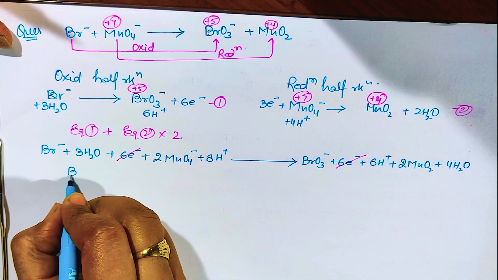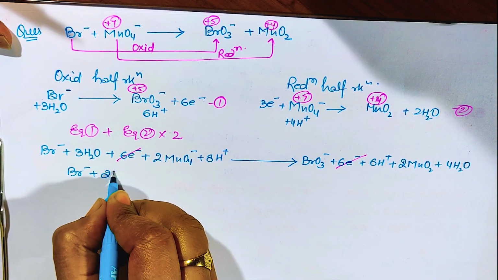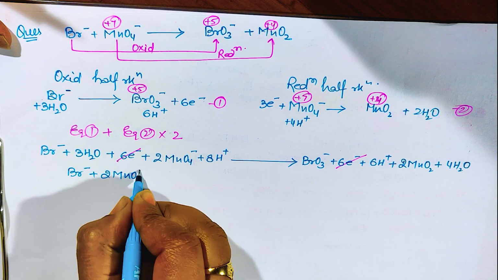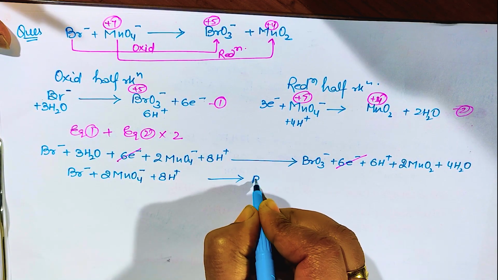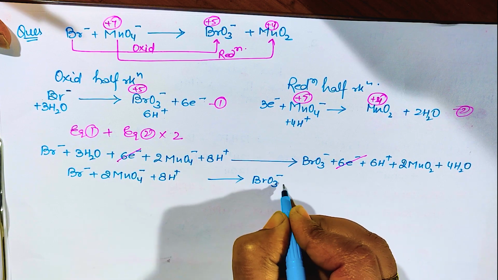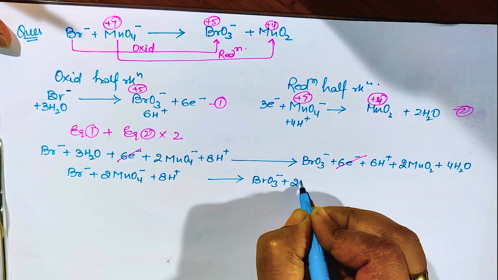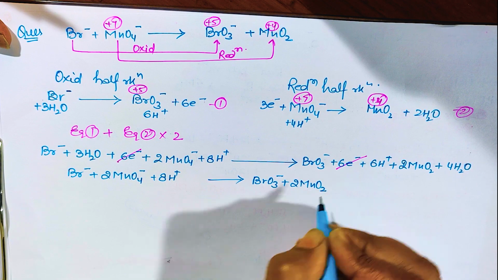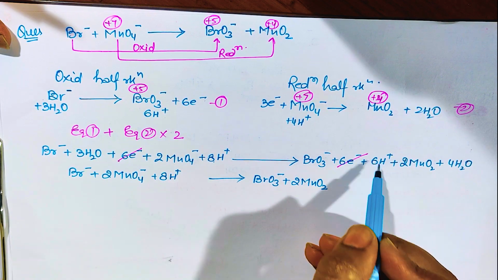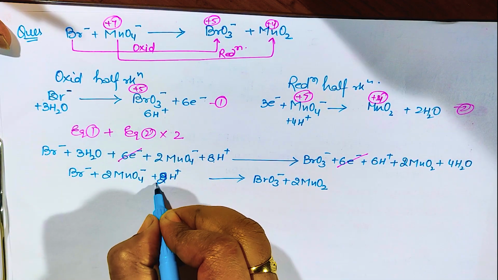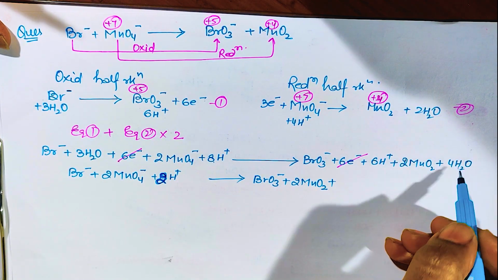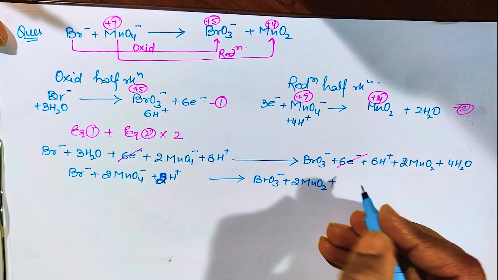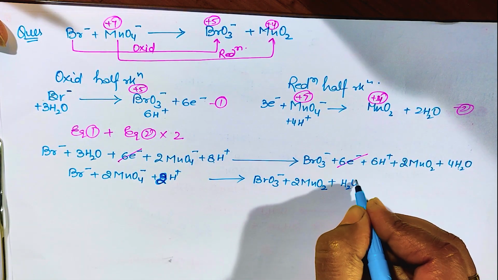So we'll write Br- plus 2 MnO4- plus 8H+ changes into BrO3- plus 2 MnO2, and this is 8H+, this is 6H+, so that can also be balanced. Yes, can I write 2H+? Okay, plus here 4H2O, here 3H2O, so 1 will be left on this side, so H2O.